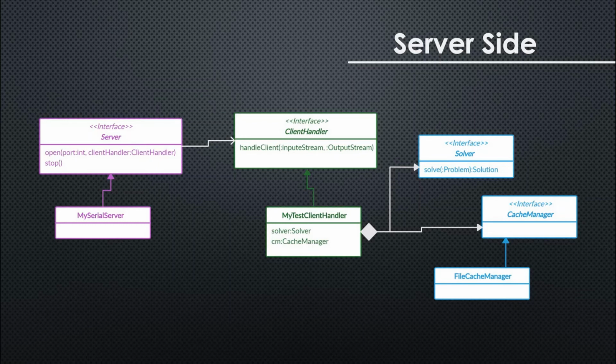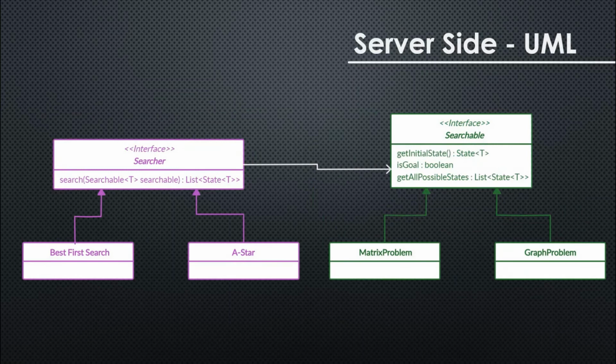We have separated the server responsibilities for each of its actions. The server interface takes care of the connections. The client handler handles the client's requests. And the cache manager saves the paths we already used.